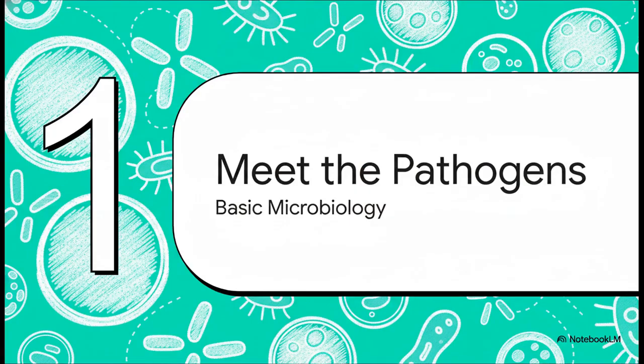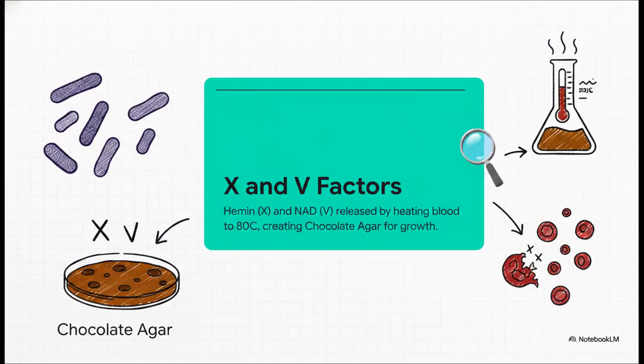Section 1. Meet the pathogens. Let's look at the basic microbiology. First off, notice the absolute nutritional neediness of Haemophilus influenzae. It's a gram-negative pleomorphic coccobacillus, and it simply refuses to grow on standard blood agar.